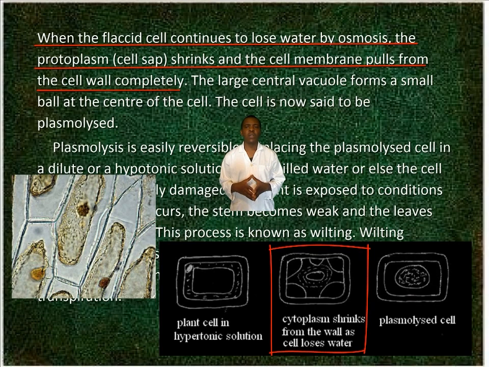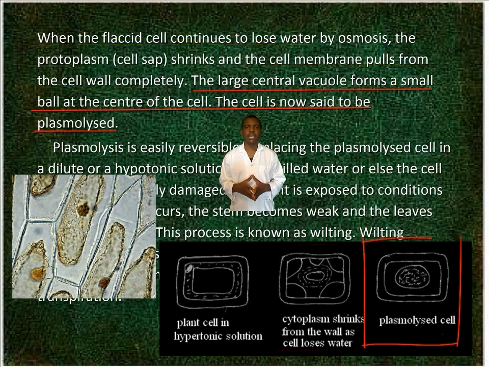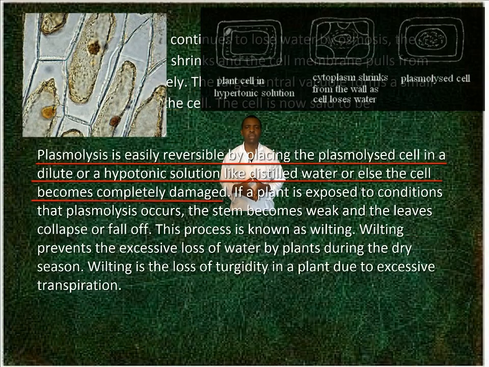When the flaccid cell continues to lose water by osmosis, the protoplasm shrinks and the cell membrane pulls from the cell wall completely. The large central vacuole forms a small ball at the center of the cell. The cell is now said to be plasmolysed.